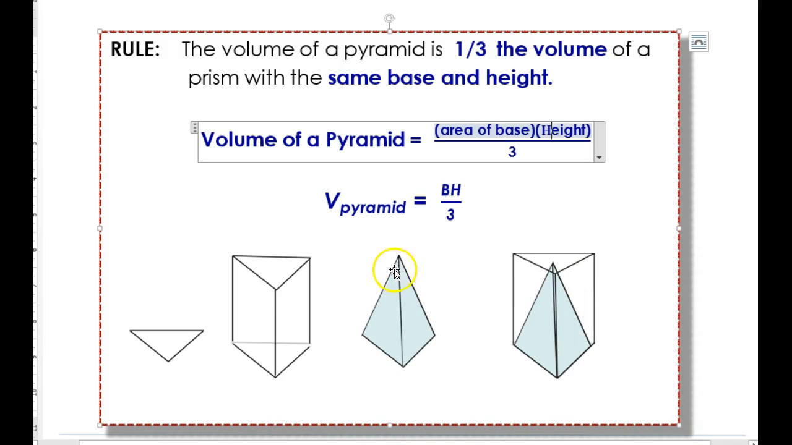But it needs to be a vertical line right down into the middle of that pyramid. And then I'm going to take those and divide them by 3 to get 1/3 of the total volume of the prism that it's most similar to.